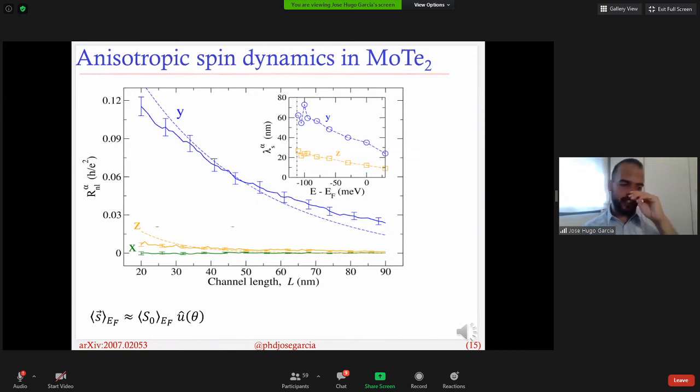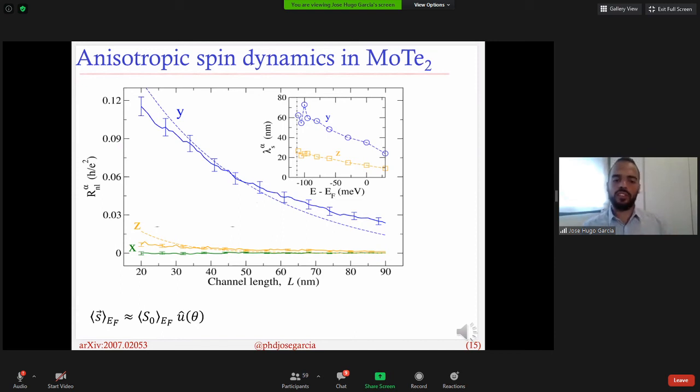So we did this in this particular material, and what we found is that there is an anisotropic spin relaxation, with the spins pointing in the y direction. I basically inject a spin in the y direction and see how it relaxes over distances of hundreds of nanometers, while the spin in Z and the spin in X relax very fast. In particular, the spin in X basically relaxes immediately.